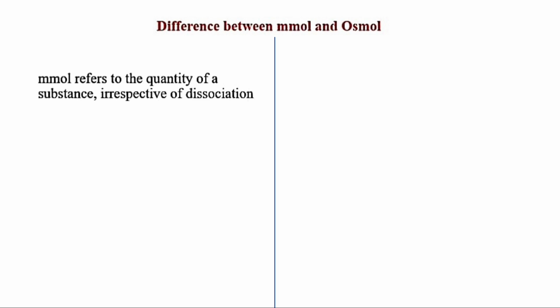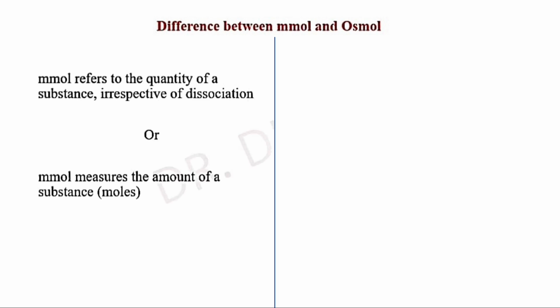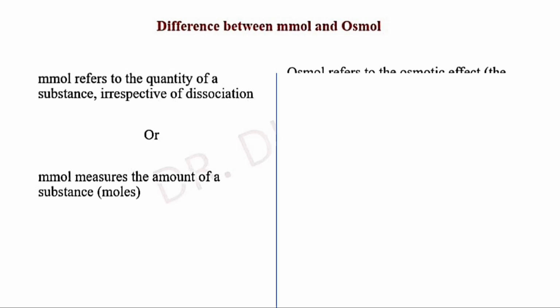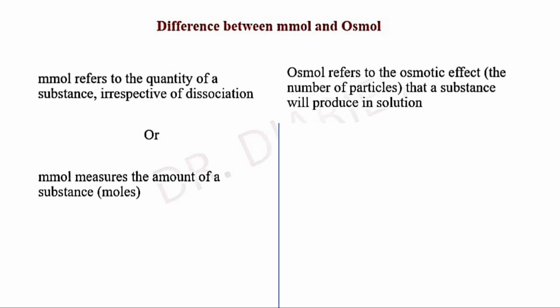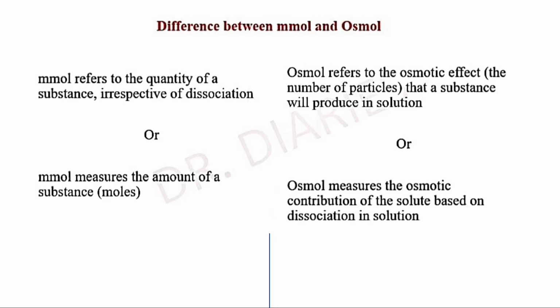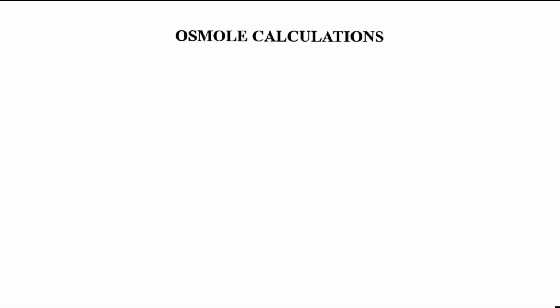Millimole refers to the quantity of a substance irrespective of dissociation, or it measures the amount of a substance, whereas osmole refers to the osmotic effect that a substance will produce in solution, or it is the measure of the contribution of the solute based on the dissociation in solution. Let us look at a few examples.